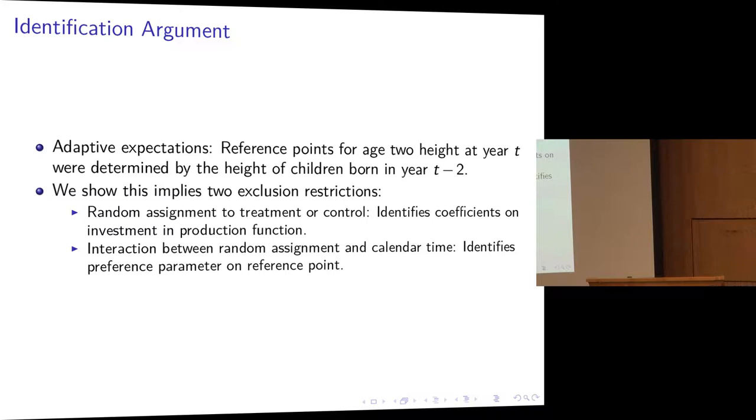Okay. And then if you give me this assumption of adaptive expectations, then this implies two exclusion restrictions. One is the random assignment to treatment and control, but the second is the interaction between random assignment and calendar time. So T times random assignment is going to be an exclusion restriction. Random assignment is going to be another exclusion restriction. The system here is nonlinear, but it can be estimated as a nonlinear instrumental variables type of argument in which you would do generalized method of moments. So it's that simple, but it relies on this assumption.